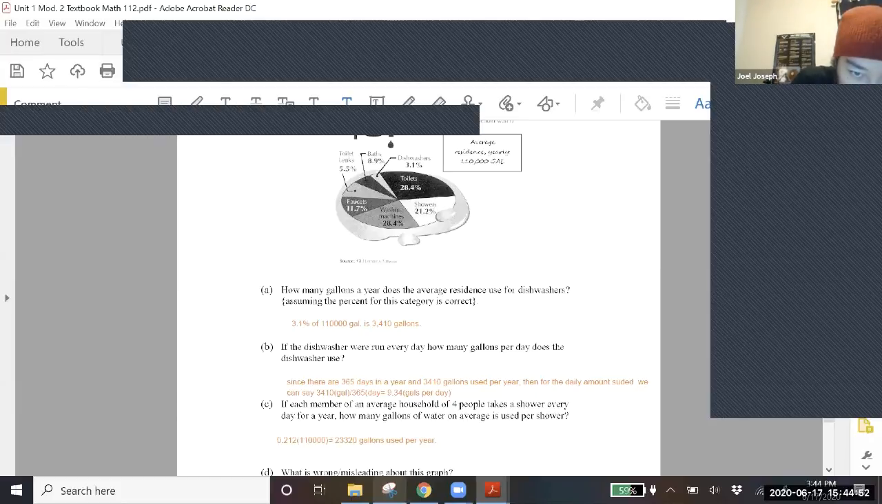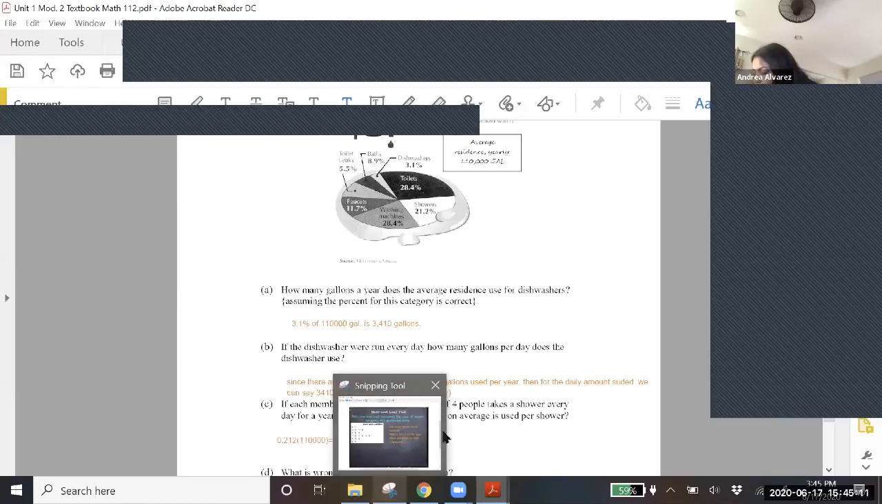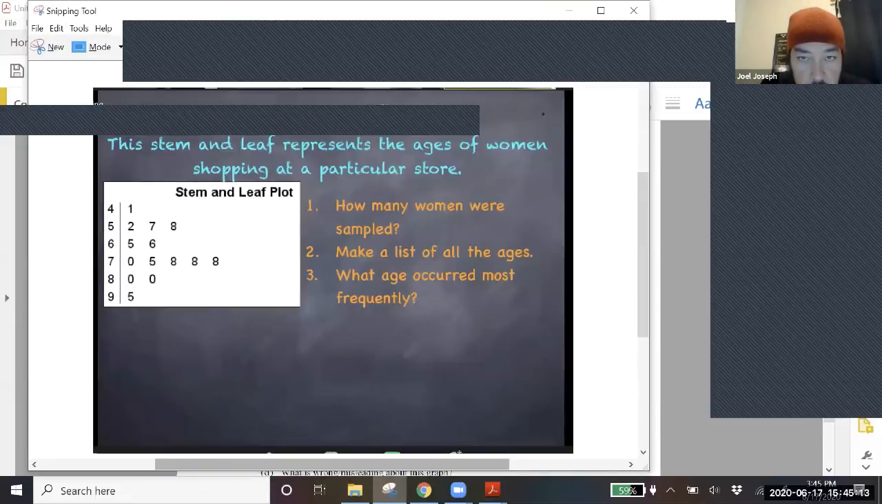Let me double check it real quick. So 0.212 for showers times 110,000 gallons. Yep, 23,320 gallons. Now this is the amount used by the whole family. Everyone agree? Yeah. Okay. What do we have to do now? Divide it. Divide it, right.